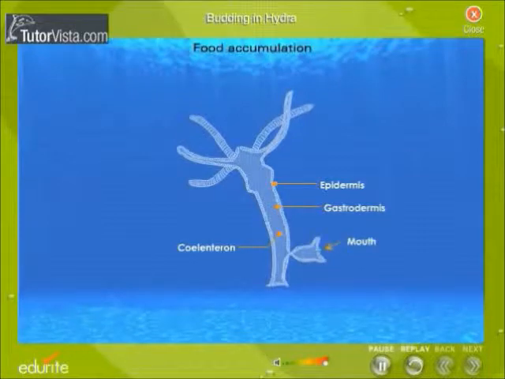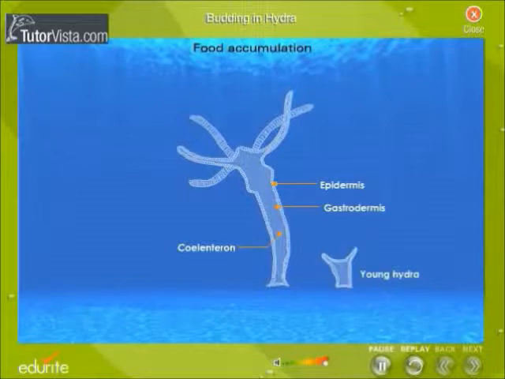Once the bud attains a certain size, a constriction arises at its base and the little hydra starts feeding. Eventually, the bud pinches off from the parent. It is said that the bud may help in separation by holding on to an object with its tentacles and then pulling itself away from the parent.